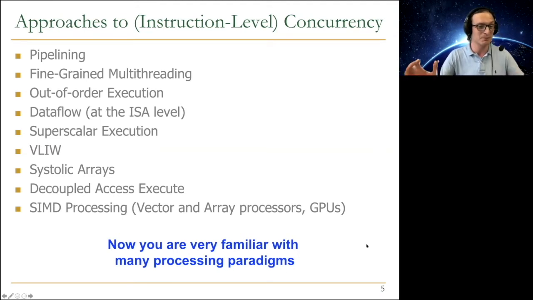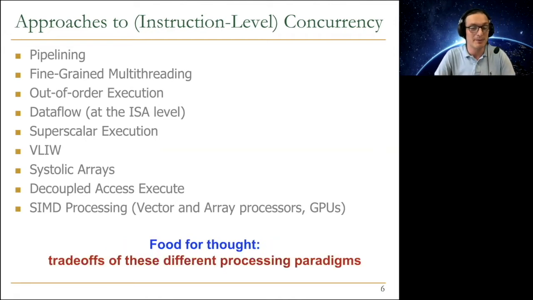And this is really on the processing side. We talked about memory always, but we never focused on memory. So food for thought for you is to just think about trade-offs of these different processing paradigms. As much as possible, we covered these trade-offs, but now that you know all of them, you can actually think about the different trade-offs that exist between the different paradigms.